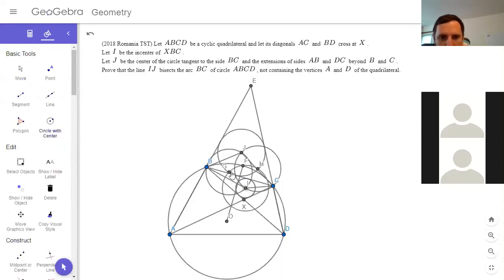Let me try something. It almost looks like IGHJ is, oh yeah. Well, IGJH is a rhombus.